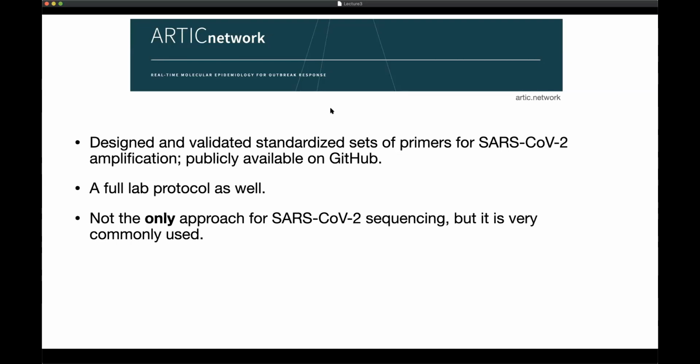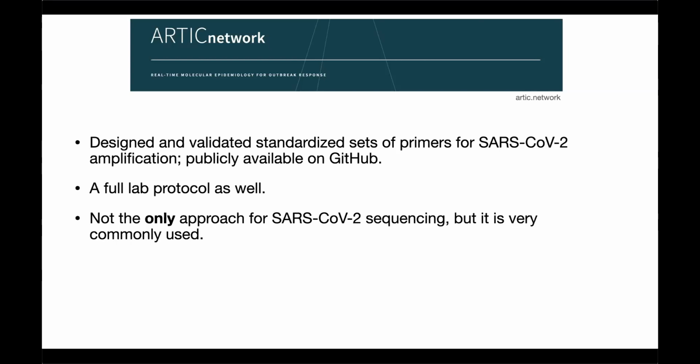They also designed and validated very early on in January a standardized set of primers for SARS-CoV-2 amplification. It is publicly available. You can go and look them up. They're available in GitHub. In addition to the primers, they also provide a full laboratory protocol. And because it's standardized, tested, and sort of community sourced and validated, it has become very popular for SARS-CoV-2 sequencing. It is not the only one.